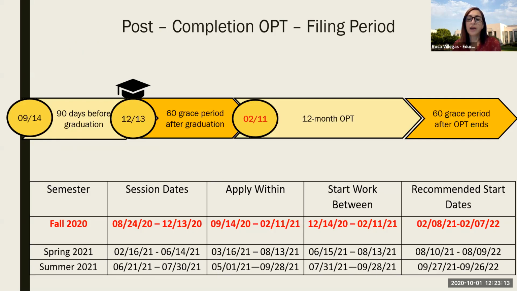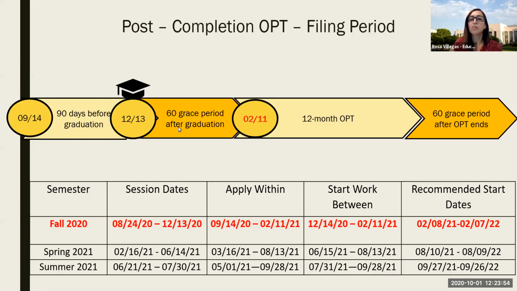So when do you apply? Today I'm focusing on the fall semester because some of you may be graduating this fall and are considering or thinking about applying for OPT. Our semester will end December 13th. So you can apply 90 days before, as you can see in the chart. The window to apply for OPT, if you are graduating this fall, it's already open because we say you can apply 90 days before your graduation date.